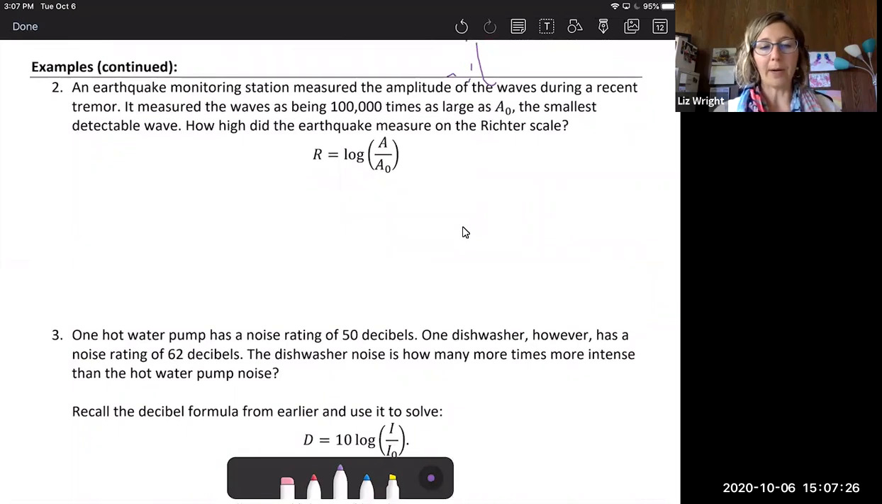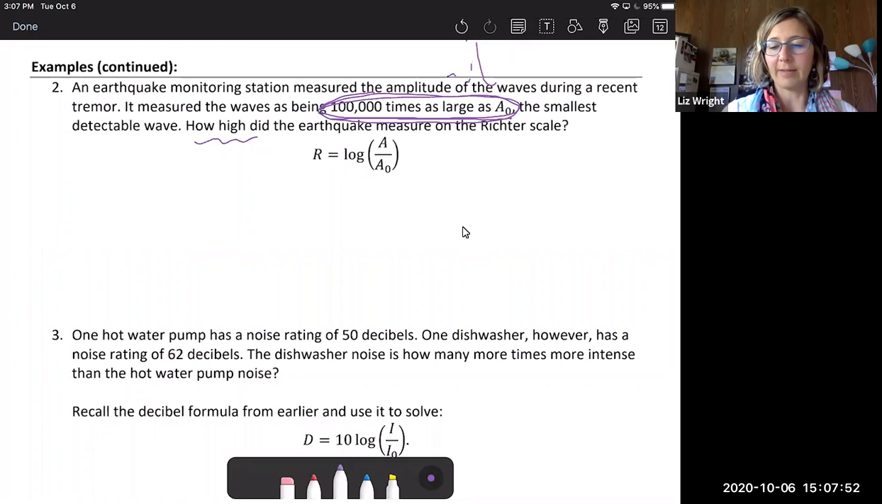An earthquake monitoring station measures the amplitude of the waves during a recent tremor. It measured the waves as being 100,000 times A sub 0, the smallest detectable wave. How high did the earthquake measure on the Richter scale? Again, what did they give us? They gave us A, and we're asked to find R. So R is our unknown.